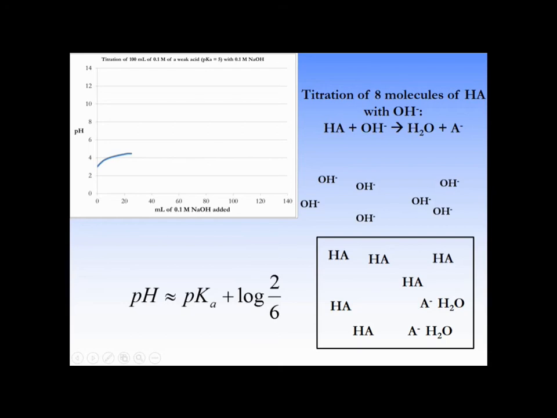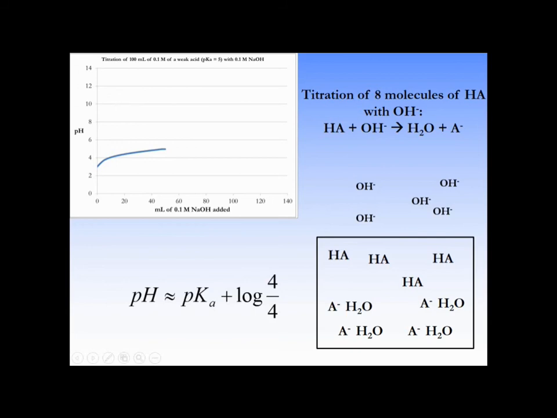Now let's add another hydroxide. This would correspond to 37.5 mils. And at this point, you can see 3 conjugate bases and 5 conjugate acids. Now this next step is a special spot, 50 mils added. We're at half equivalence, folks.